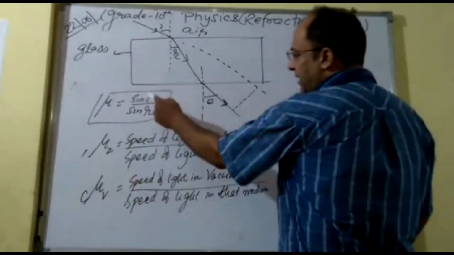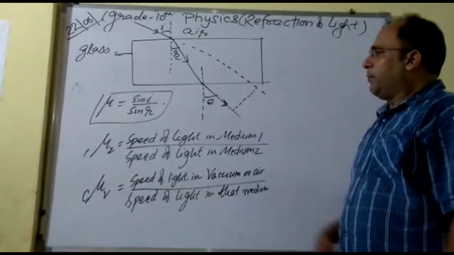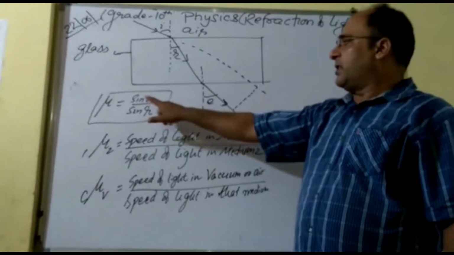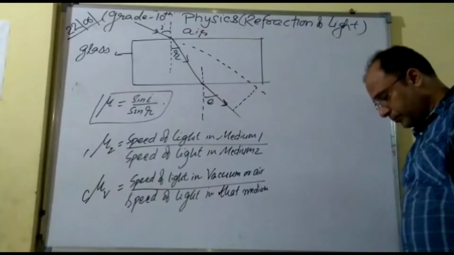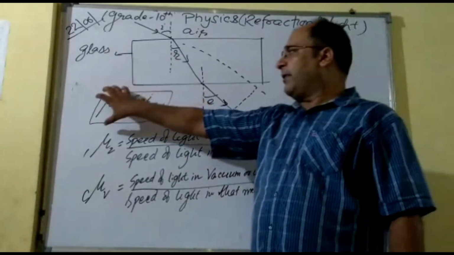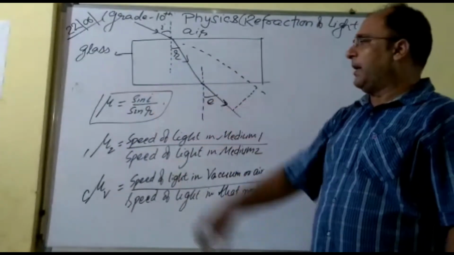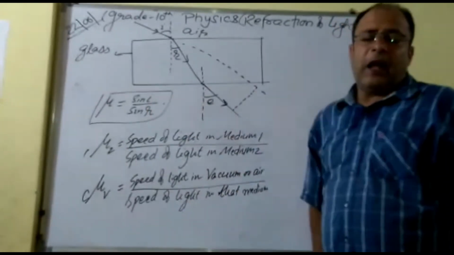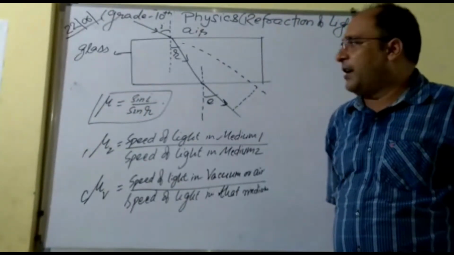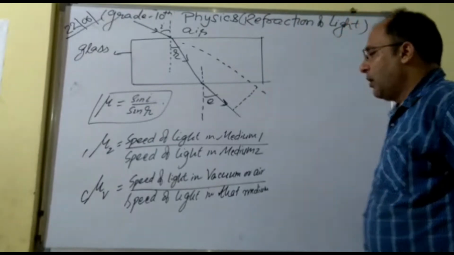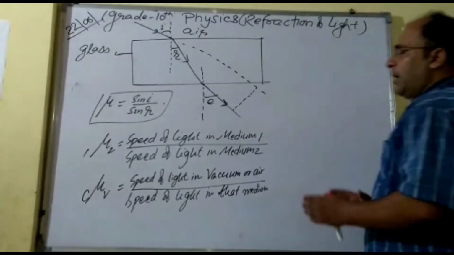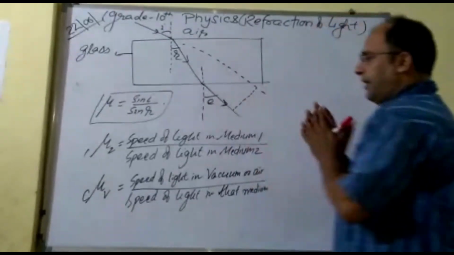What is sin i? Sin i indicates the sine of the angle of incidence and sin r the sine of the angle of refraction. So refractive index is the ratio between the sine of the angle of incidence to the sine of the angle of refraction, and this value is a constant value. Okay, but that alone is not the whole topic of refractive index.